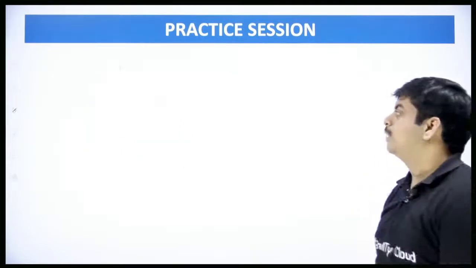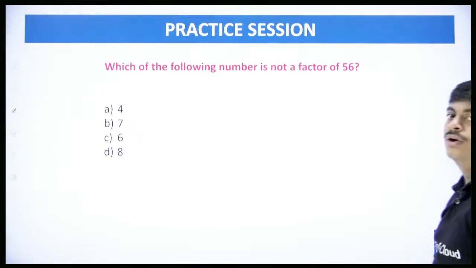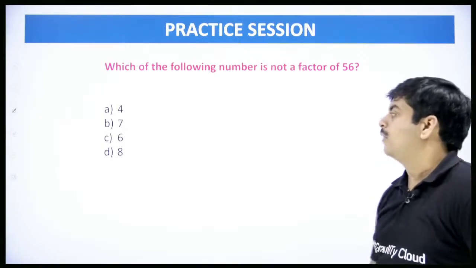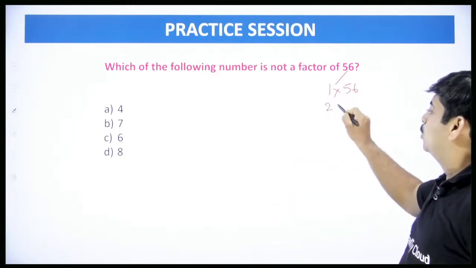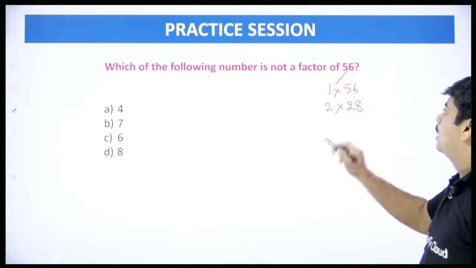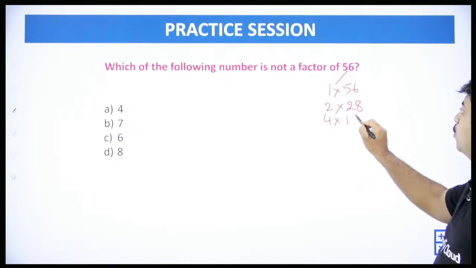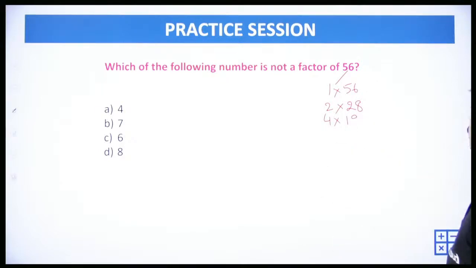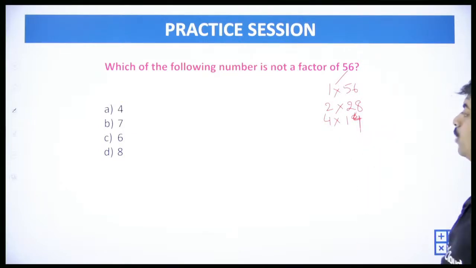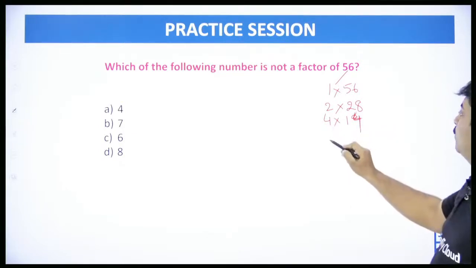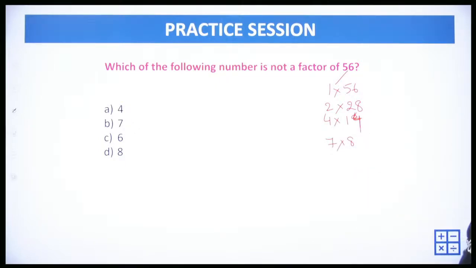So let's move forward. Which of the following numbers is not a factor of 56? 56 is 1 into 56, 2 into 28. With 3 we cannot. With 4, 4 into 14. And we have 7 into 8. So all these are factors of 56.